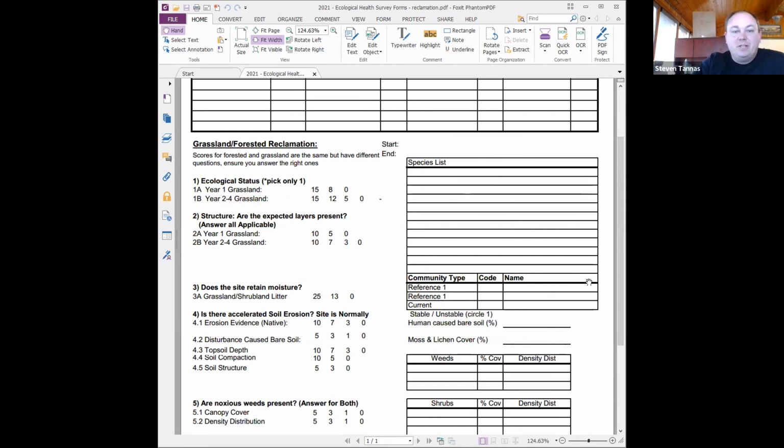And then for my group, I mentioned I have the current community here on this form, and then the references. So if we had two different reference communities we're considering, on the form we can actually look back at what we were calling our reference communities. That carried over to the reclamation form here, but it is very useful to know what your current community is and what your original targets were.